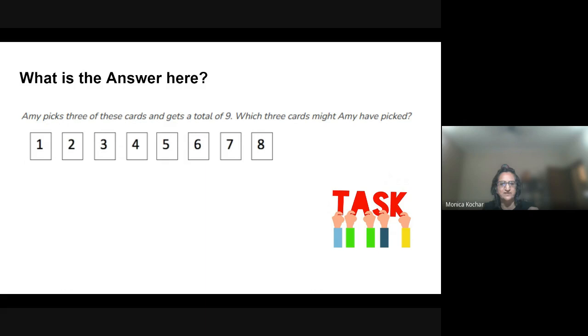She wants a total of 9. So which 3 cards would she have picked up? 2, 3, 4. Yes, 4, 3, 2. 7, 3, 1 would give 9, Priyanka ma'am. We are adding.